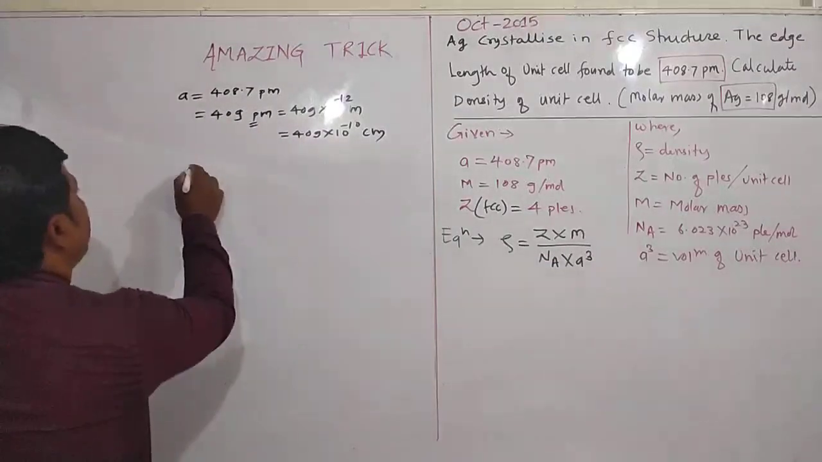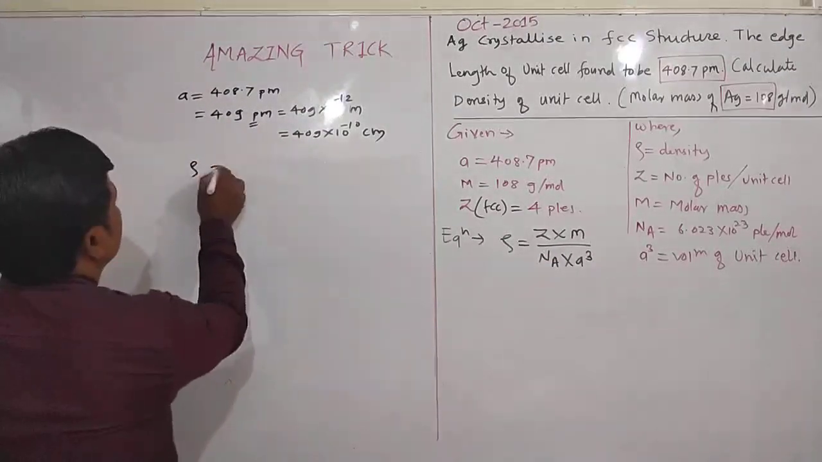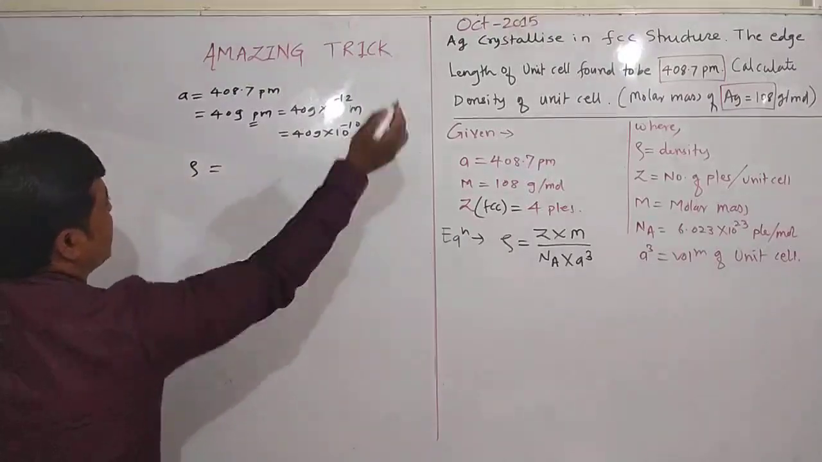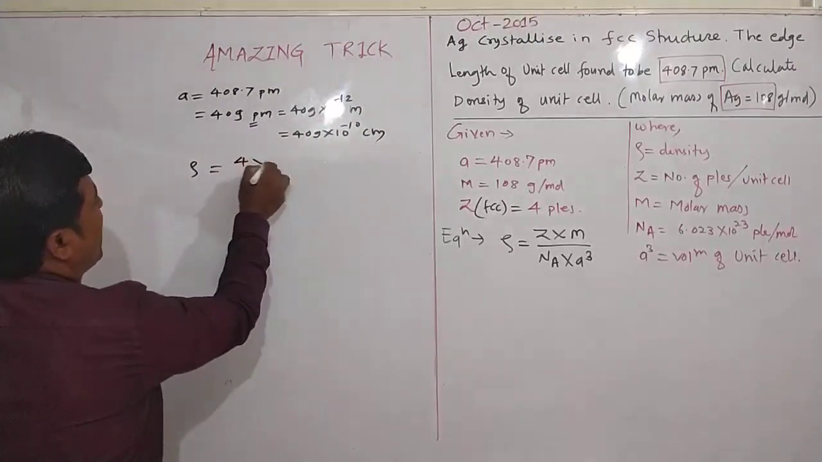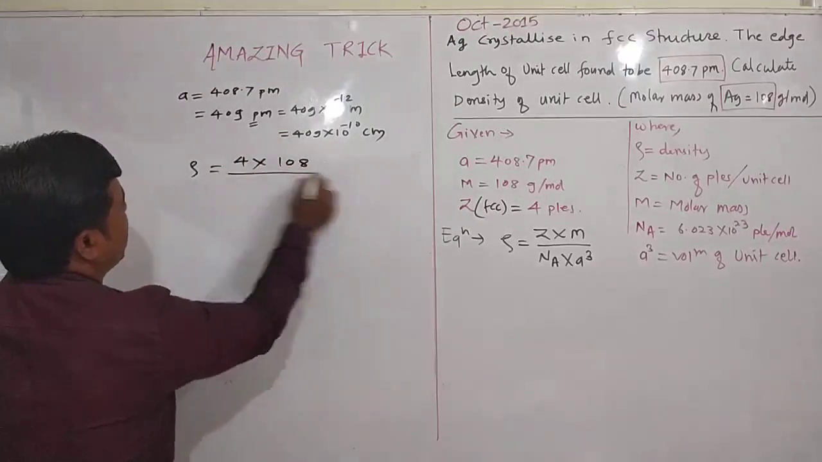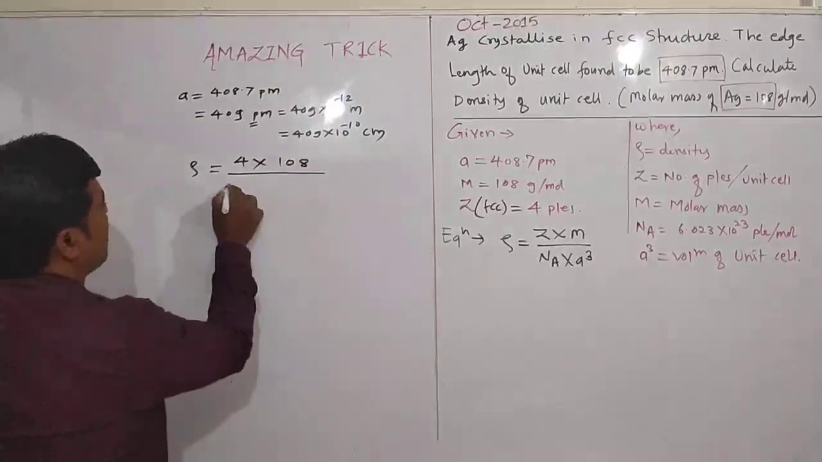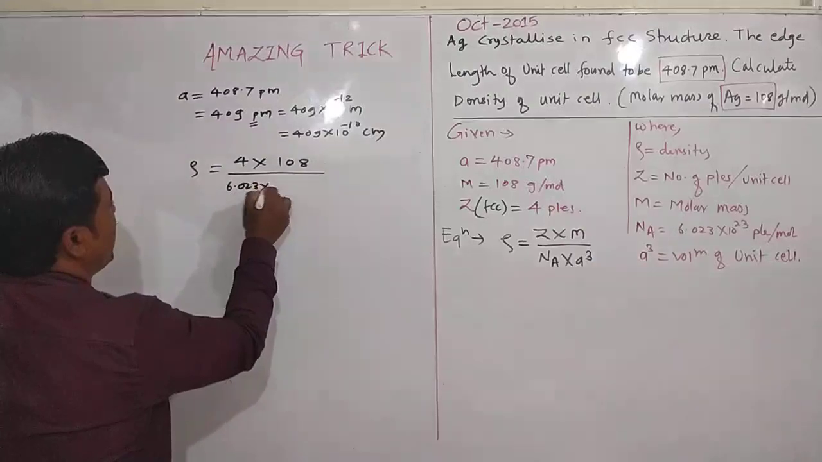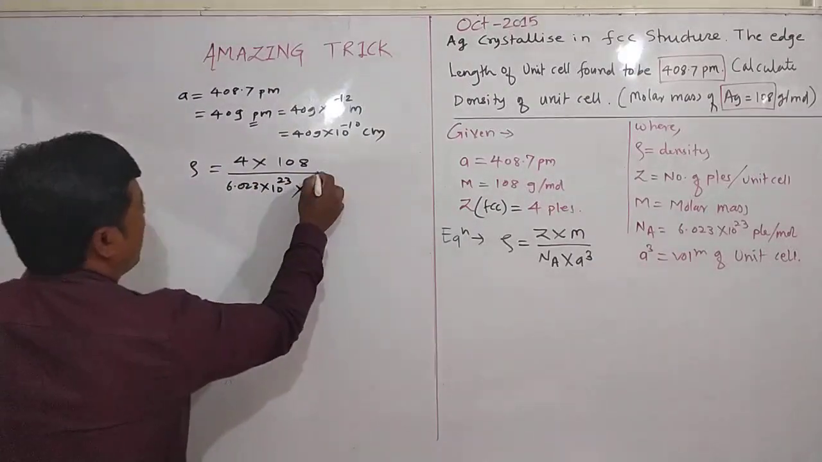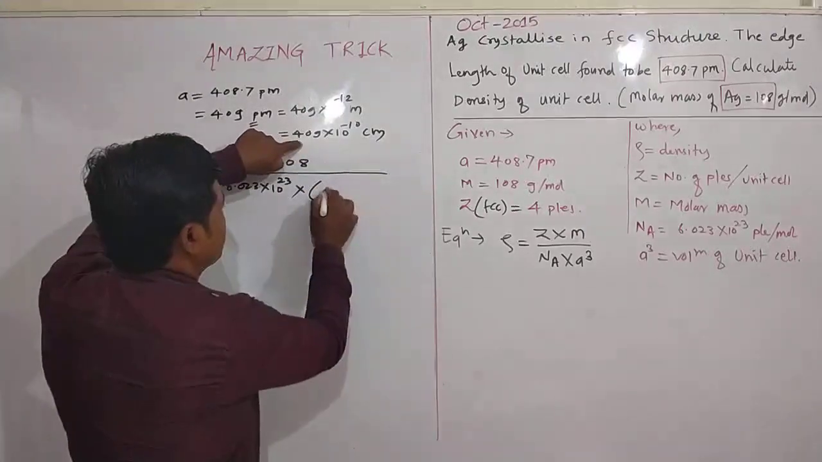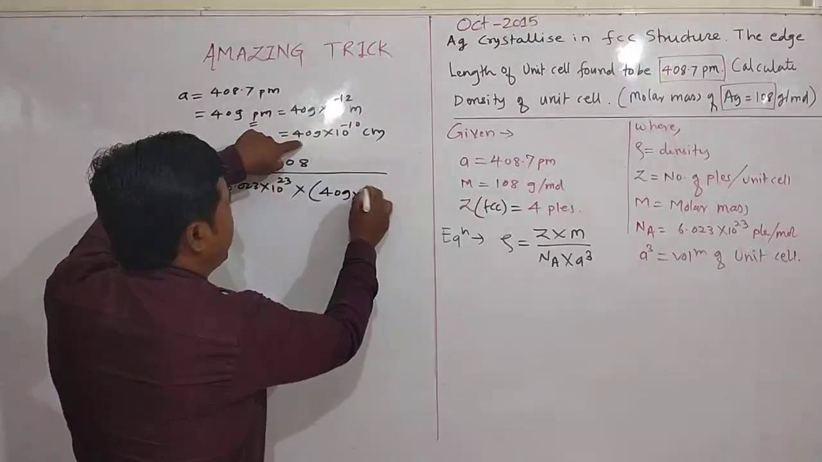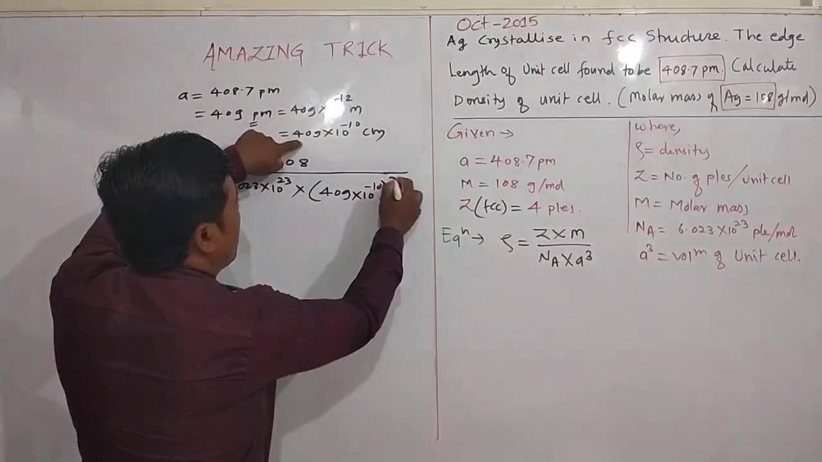So by taking the formula, rho is equal to how many particles are present in an FCC unit cell? There are 4 particles. Molar mass 108 divided by, what is Avogadro number? 6.023 into 10 raised to 23. And what is A? A is 409 into 10 raised to minus 10, whole cube.